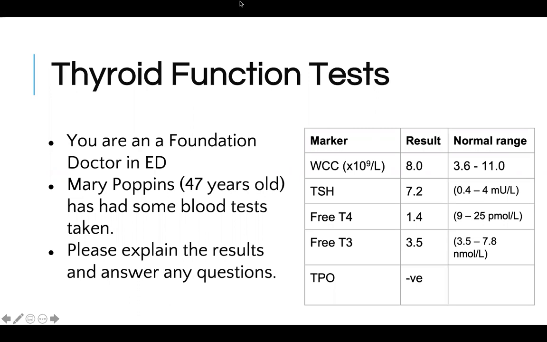So the TSH is slightly high. The free T4 is low. Free T3 is kind of normal. Her thyroid peroxidase antibodies are negative. Because of the free T4 being low from the thyroid gland, there's reduced negative feedback, which increases the TSH level. So this is a primary hypothyroidism.